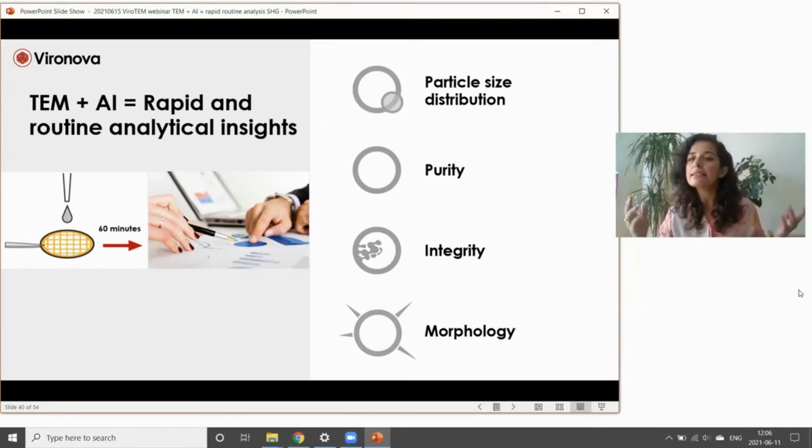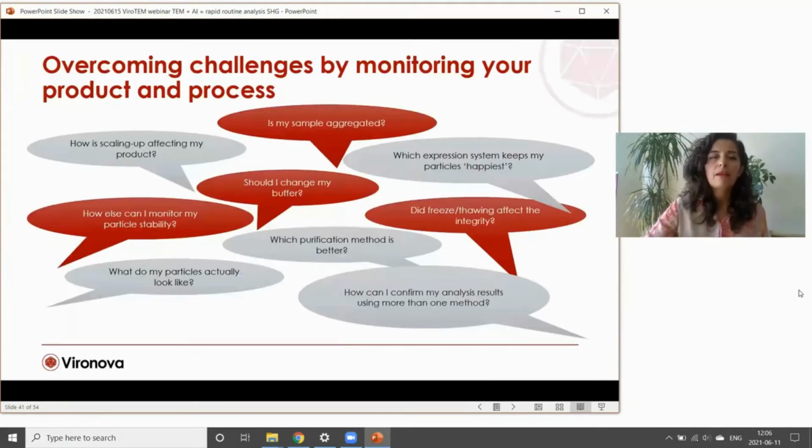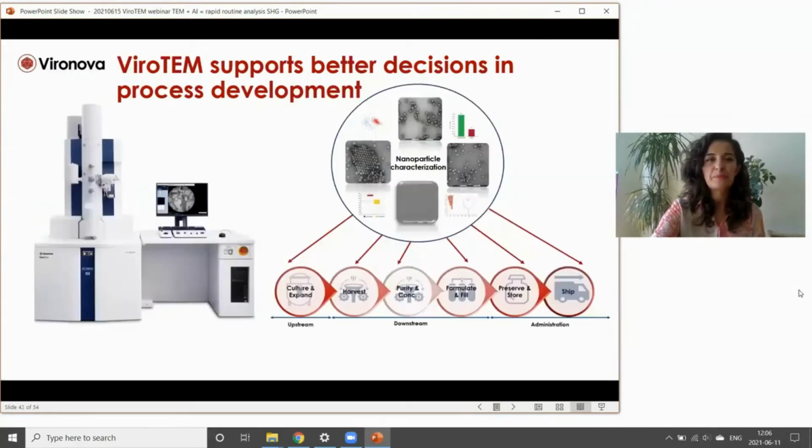So you can run at least 8 samples per day and get a full data set for them. That means that we can now go back to those questions I was talking to you about in the beginning, and hopefully we can answer quite a lot of them or give you insights to most of these with the ViroTEM system. That means that the ViroTEM system overall supports much better decisions in the process development, going all the way from upstream to downstream and to administration.